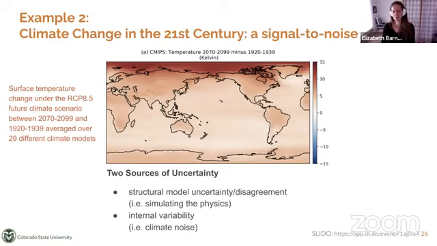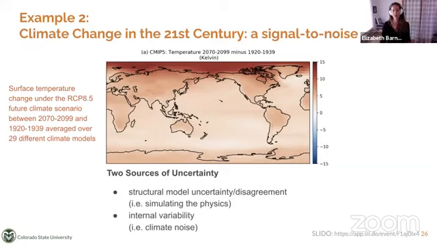But what's hidden in this pretty mean average picture are two sources of uncertainty. The first is structural model uncertainty, or model disagreement, and the fact that we have many different climate models that all simulate the physics of the climate system differently. That's all been hidden because I've averaged over all of these models.